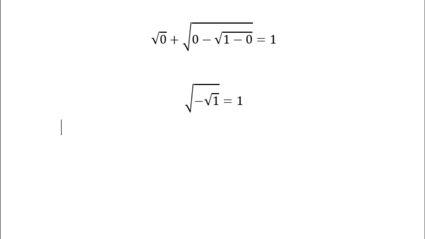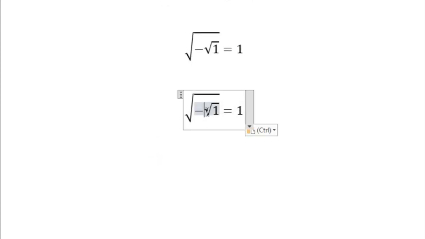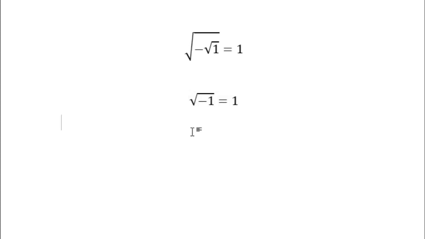Okay, so it would be the square root of negative square root of 1 equals 1. We know the square root of 1 is just 1, so it would be the square root of negative 1 equals 1. Now, the square root of a negative number is not defined for the real numbers. It will give us a complex answer. So, x equals 0 is not an answer to our equation.